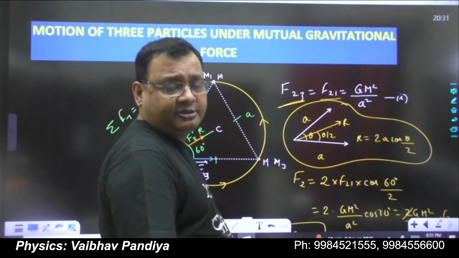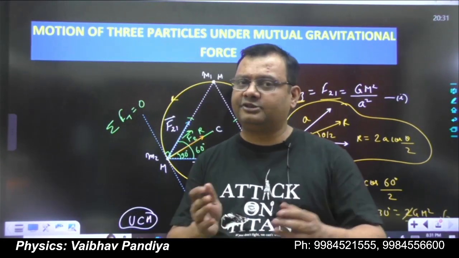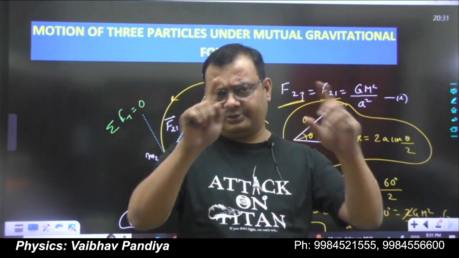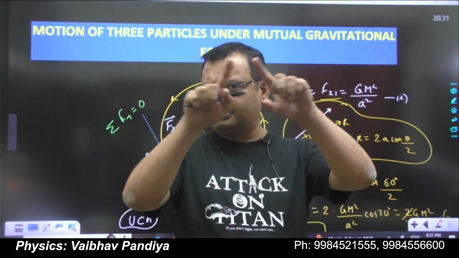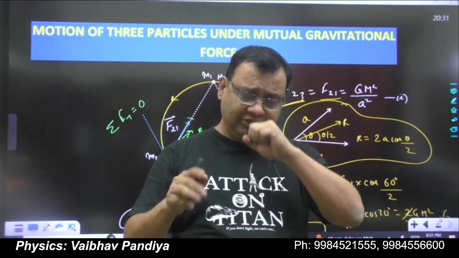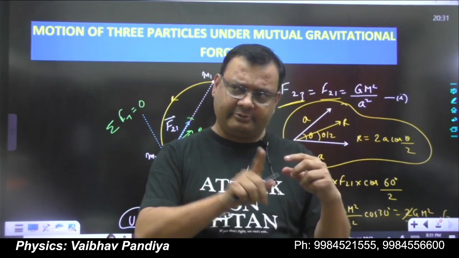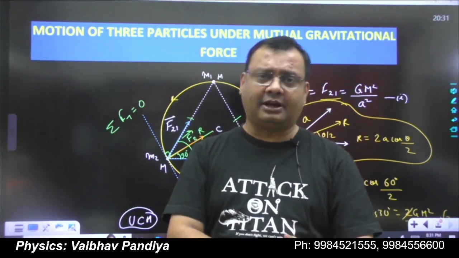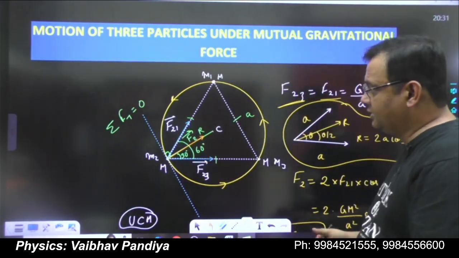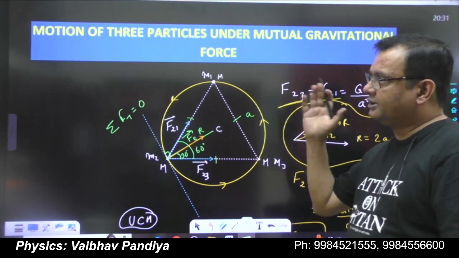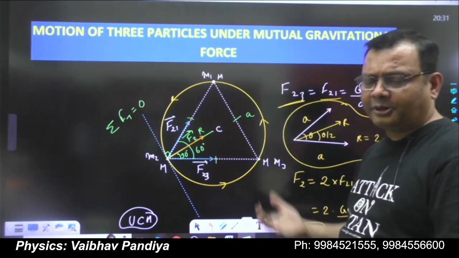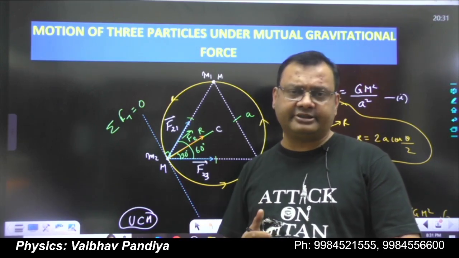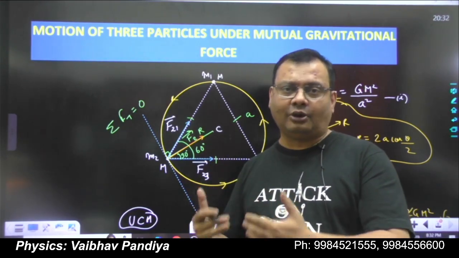So we have done the special case for a two particle system, and we have done the special case for a three particle system. In a similar manner, you can do this for a four particle system. They will be located at the vertices of a square. You can find the net force on any one particle, which will act towards the center, and equate that net force with m v square by r, and you will get the speed and the time period. So that is the first lecture for this article, the motion of a particle in a circular path under mutual gravitational force. In the second lecture, we will see subsequent applications of this topic. Okay.